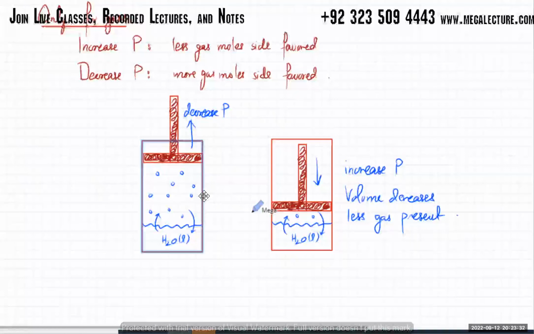Gases are compressible, okay? When you decrease pressure, there's going to be more gas moles produced. The side that produces more gas moles is going to be favored. More gas will form. Vice versa, if you increase pressure, you're compressing it and less gas will be formed. So is this clear?